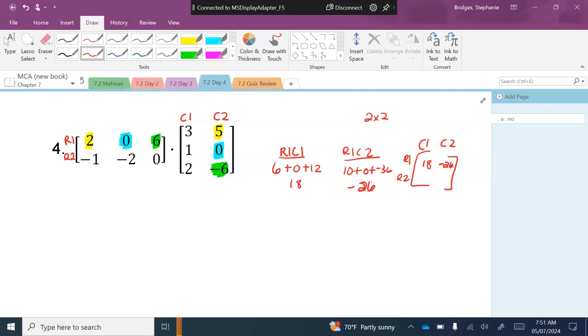And then remember, after you do row 1 by each of your columns, you're going to go row 2 by each of your columns. So go ahead, if you haven't already, go ahead and do row 2 by column 1.